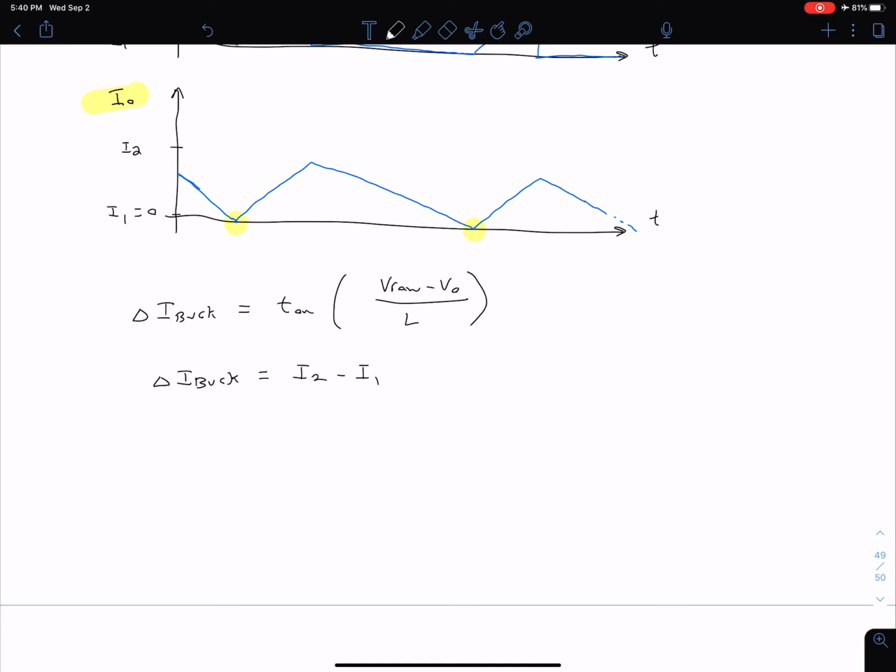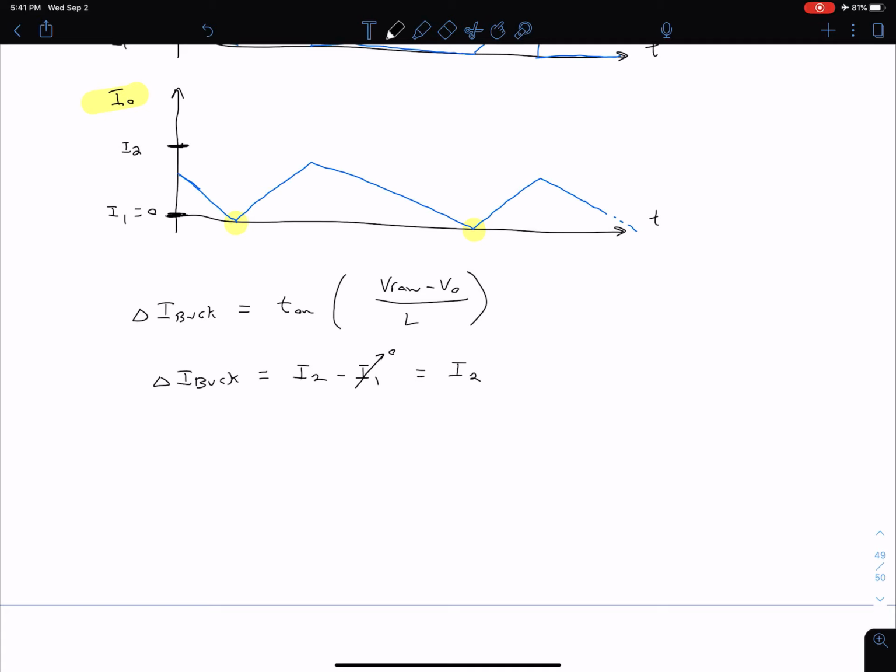Remember, our delta I buck is like our ripple current. Looking at this graph, we can see it's varying between our I2 and our I1. In this case, because our I1 is 0, this is just equal to I2. Okay? So now we want to consider the worst case. Our worst case is going to be when this I2 is as small as possible.